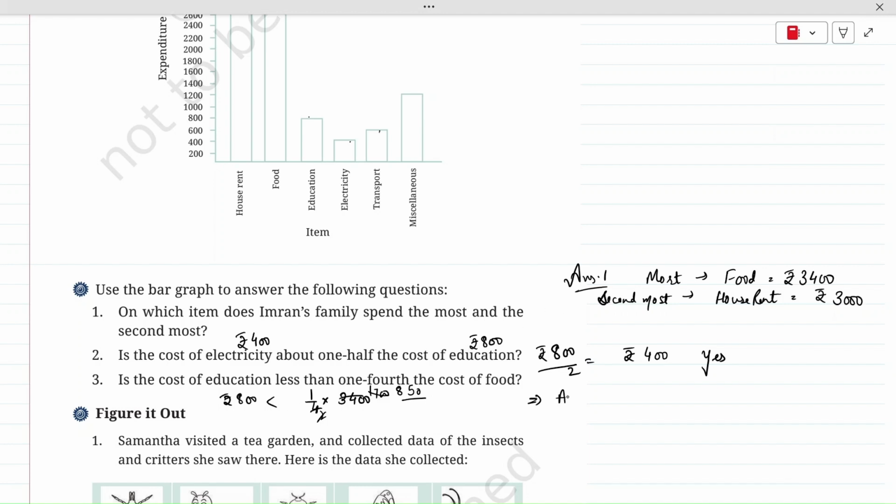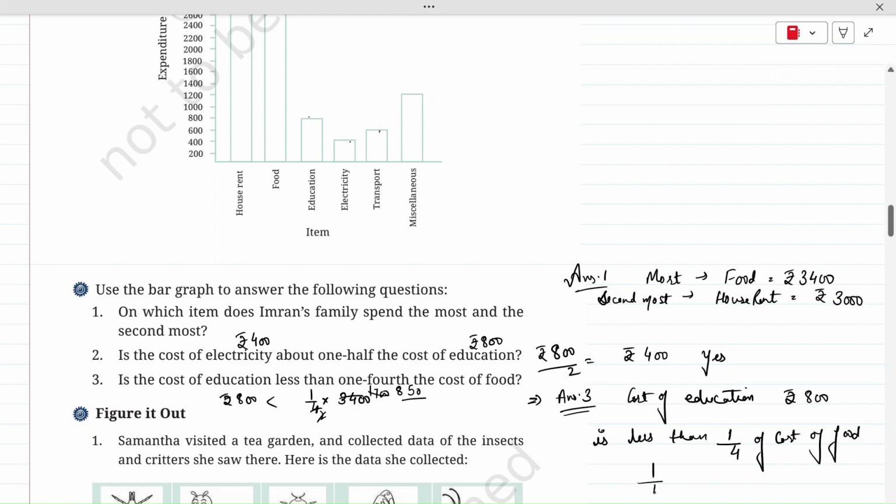And answer number 3, I'm writing here that the cost of education, which is rupees 800, is less than 1/4 of the cost of food. Okay, and we have calculated how much 1/4 of food is, and it gives us 850. Our 800 is less than 850, so that means the cost of education is less. So the answer to this is yes.